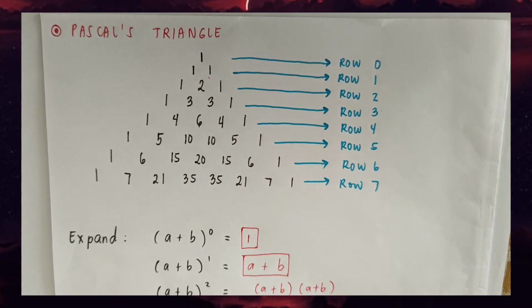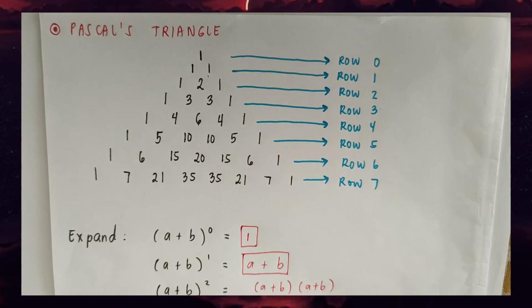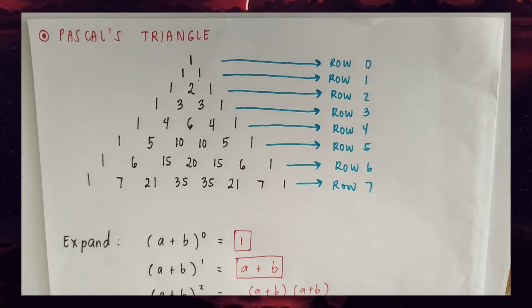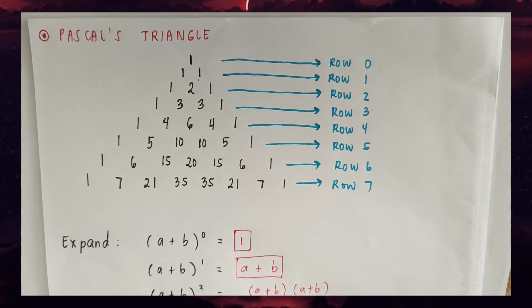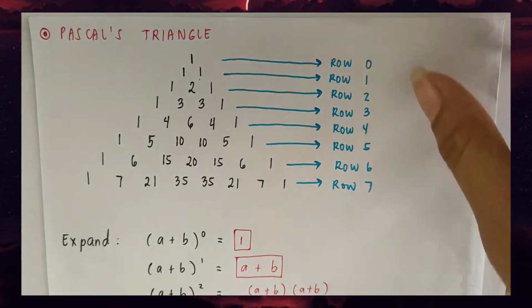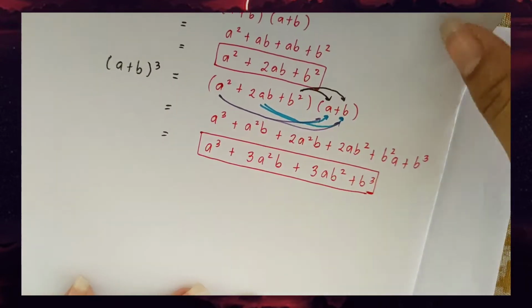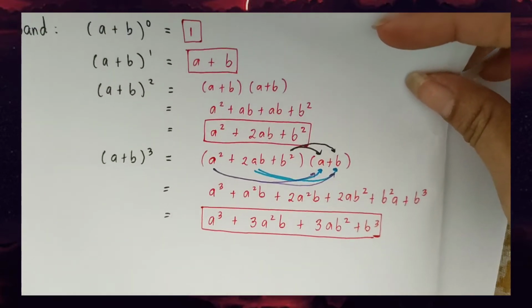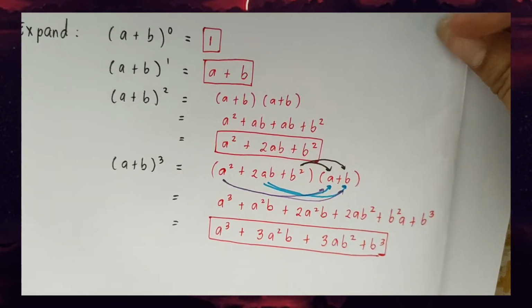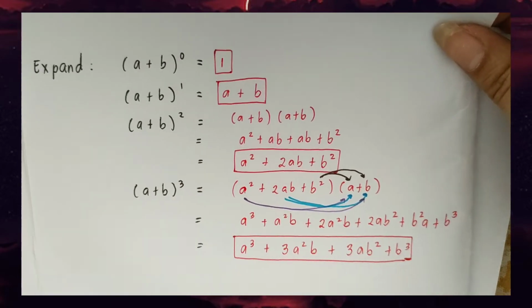But what if we have the 16th power? Pascal's triangle is not that cute anymore. So you can use the combination formula or the binomial theorem. What if you have subtraction? Example, the quantity of a minus b. Or what if there's a number in the coefficient? Example, the quantity of 2x minus y raised to 4. Don't you worry because it's basically the same idea.